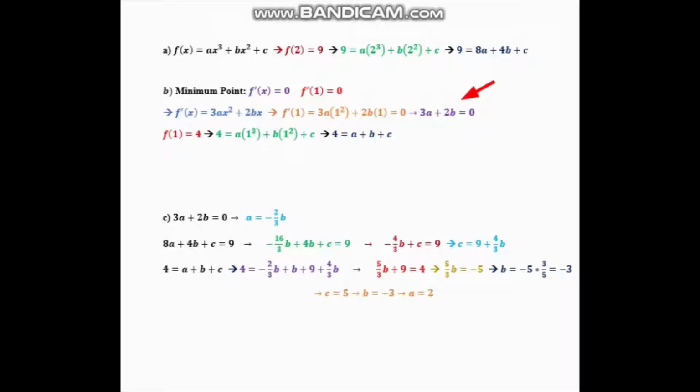And like we said, we also know that when x equals 1, y or f of x equals 4, so I shall substitute the 4 instead of the f of x and the 1 instead of the x. And this shall yield a third equation, which is a plus b plus c equals 4. So I've obtained two other equations in a, b, and c as instructed in the question. So let's check question C.